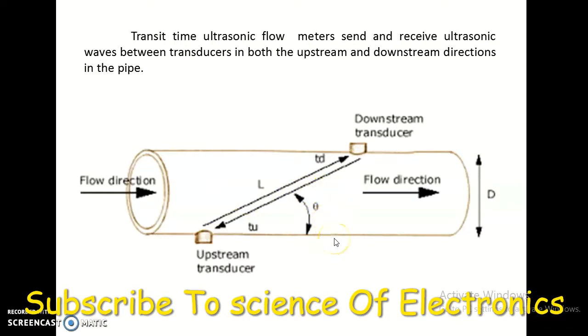Suppose initially there is no flow in the pipe. Then when we transmit a signal from the upstream transducer to the downstream transducer, and a signal from the downstream transducer to the upstream transducer, both signals travel in equal time. That is, there is no time difference in both directions. The time the signal takes to travel in both directions is equal.